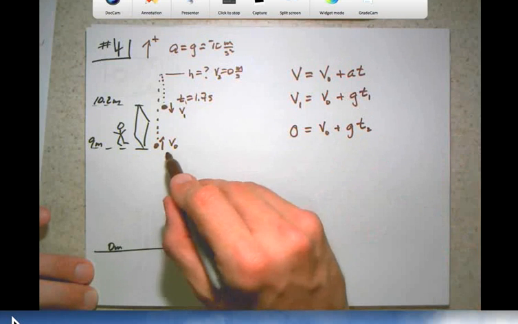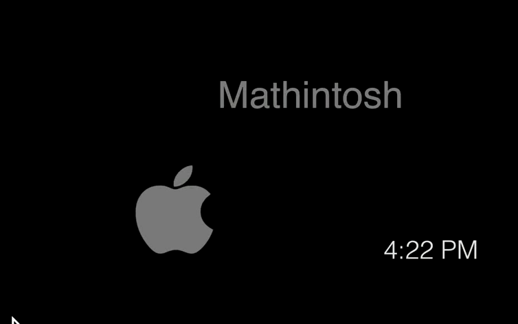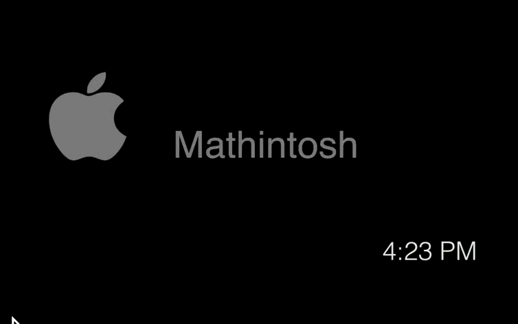So V2 squared equals V0 squared plus 2G delta Y. And V2 is 0, so we know that 0 squared minus V0 squared, divided by 2G, is delta Y. And let's see, what else can we use here? We still have two unknowns. We don't know what V0 is.